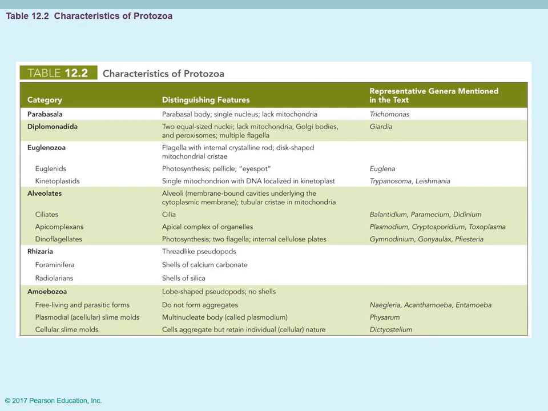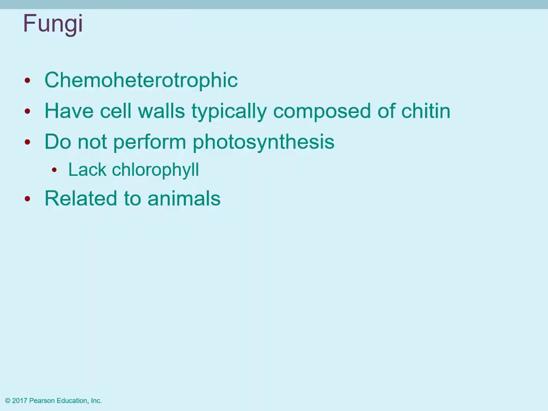So this is a table that shows the various characteristics of the protozoans and different special features about them. Fungi. Fungi are heterotrophic, chemoheterotrophic. So they have to get their source of carbon and energy from organic compounds. They do have a cell wall. The cell wall, though, is composed mostly of chitin. This is the same hard material that forms the exoskeleton of insects. They do not carry out photosynthesis. In terms of physiology, they're often more closely related to animals.